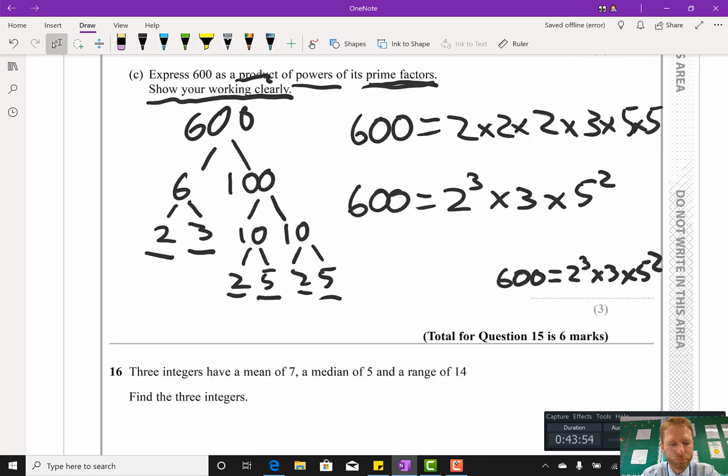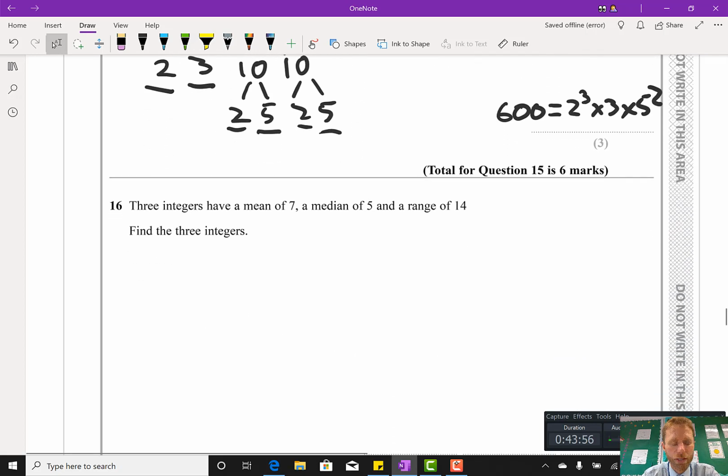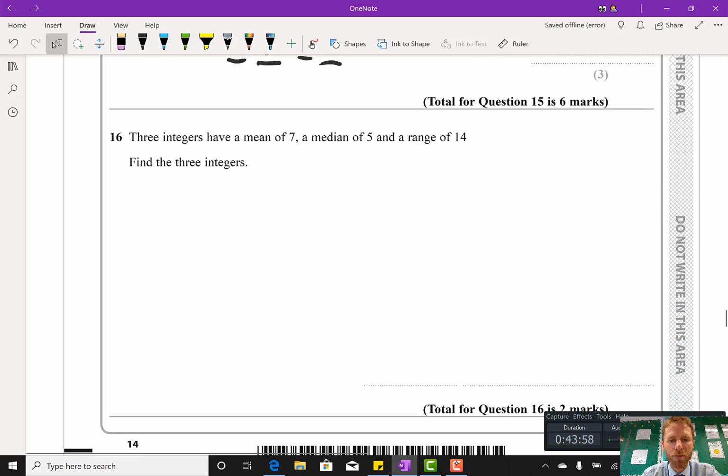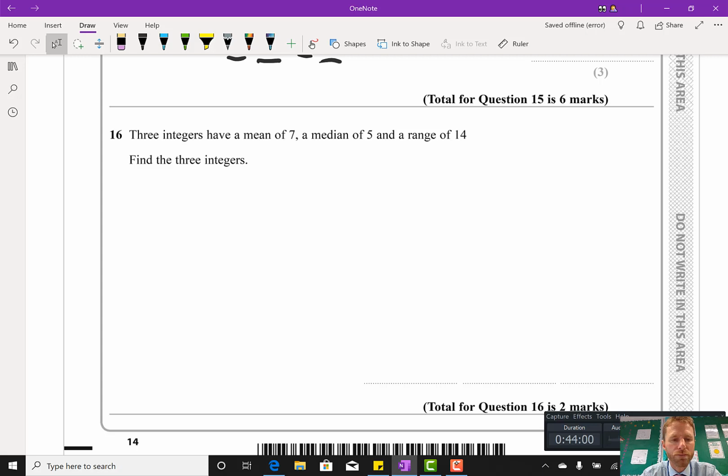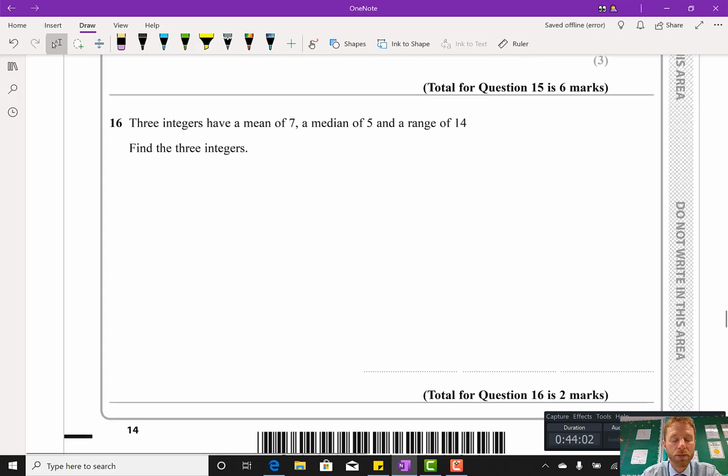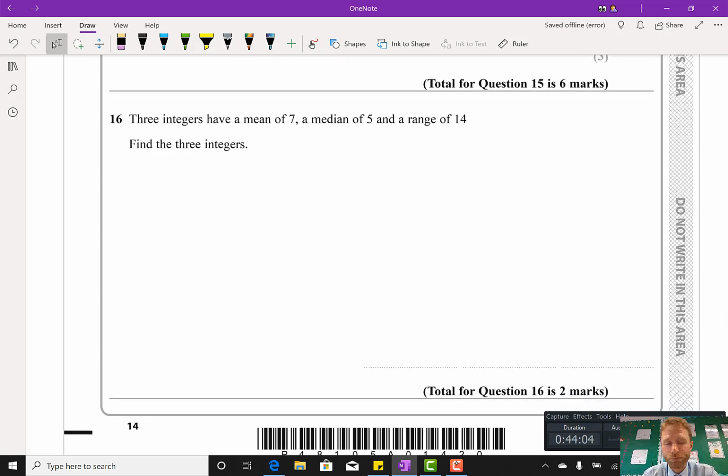Question 16. 3 integers have a mean of 7, a median of 5, and a range of 14. Find the 3 integers. Okay, so I'm going to need knowledge of the 3 averages, at which point you start singing in your head, hey diddle diddle, the median's in the middle, you add and divide for the mean, the mode is the one that is the most, and the range is the difference between. So, 3 integers, A, B and C.